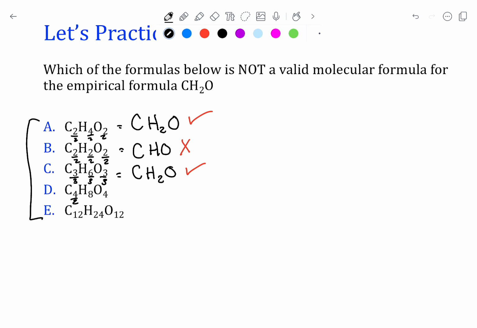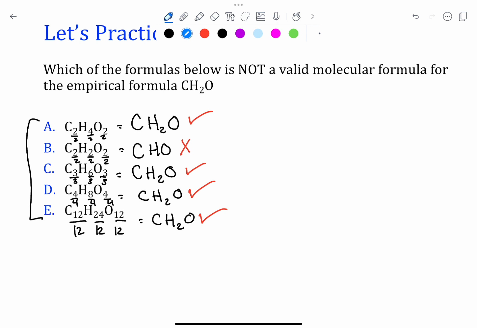We have C4H8O4. Hopefully we're seeing our trend here. We're going to divide by 4 and get CH2O, which matches. And our last one is C12H24O12. So let's divide all of those by 12. They can all be divided by 12 to give CH2O. Check. So the formula that is not a valid molecular formula of CH2O is B. C2H2O2 is not a molecular formula of the empirical formula CH2O.